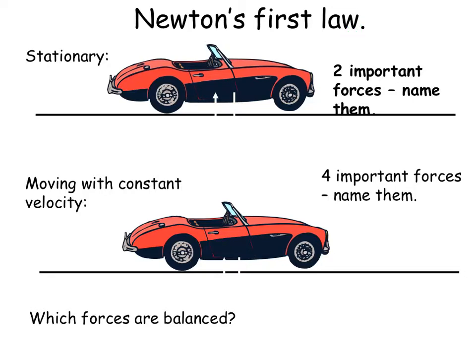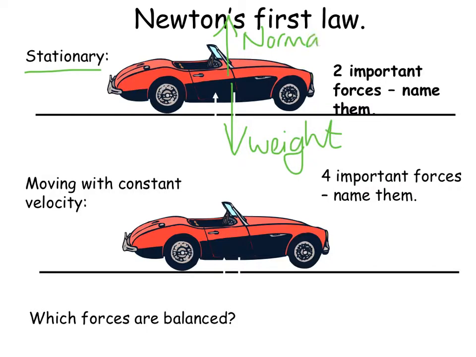So let's take a look at this car over here. It's got two forces acting on it. It's a stationary car. So it has a downward force of weight and it has an upward force of a normal. Those are balanced and therefore the object remains in a state of stationariness.